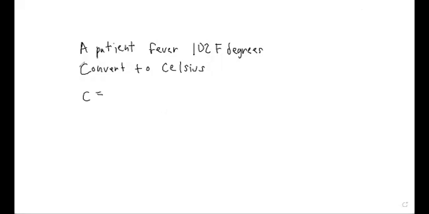The formula we're going to use is converting Fahrenheit to Celsius. From the sheet, we get C equals F minus 32 times 5/9.